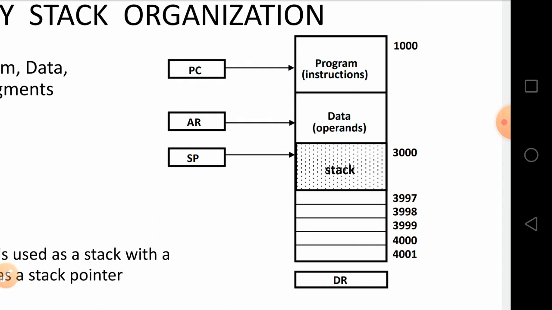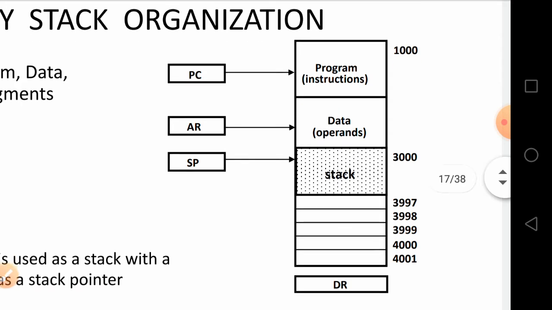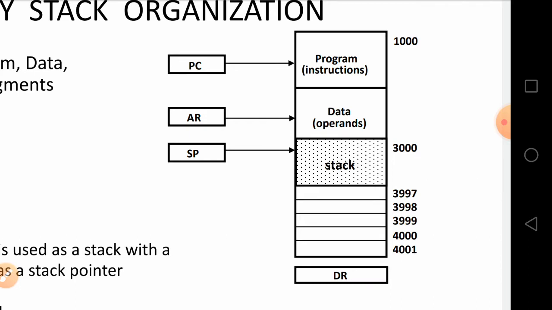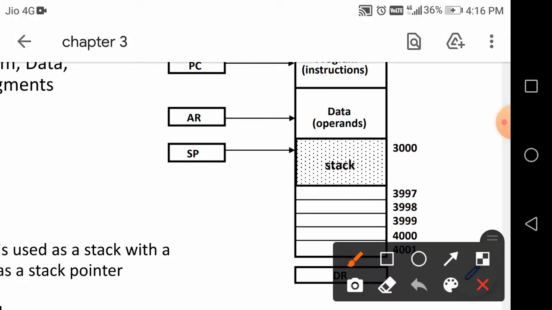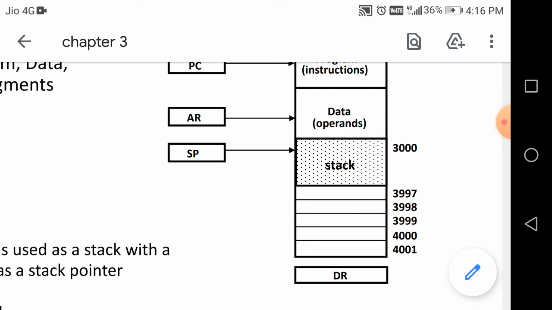Stack: if you are saving any other contents, the data will be saved in the stack here. What is the difference between the previous one and this one? In the previous one, for every push operation the stack pointer is incremented by one, but here the stack pointer is always decremented by one in the push operation, and in the pop operation the stack pointer is incremented by one. Okay, it is in the reverse order.